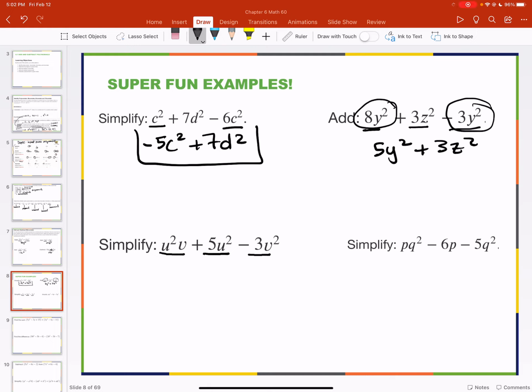So then here we have u squared v plus 5u squared minus 3v squared. So we can't combine any of these, so we just leave it that way. So that would be u squared v plus 5u squared minus 3v squared. So then similarly, this one, we can't really combine them, so we leave them as is. Pq squared minus 5q squared minus 6p.